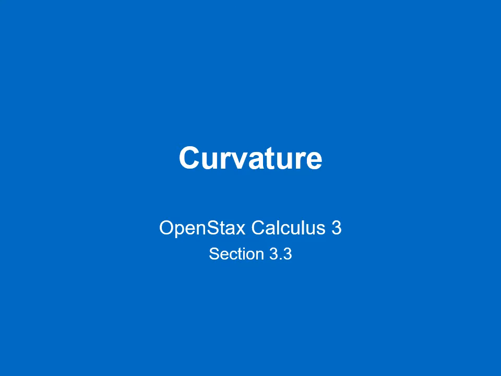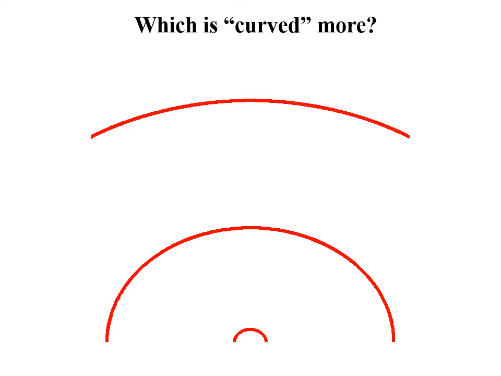Now let's take a look at the concept and measurement of curvature. These three graphs are actually portions of a circle. Which would you say is curved more? On the top one, if I am tracing this, my question is, how much curve is there? How much change is there?